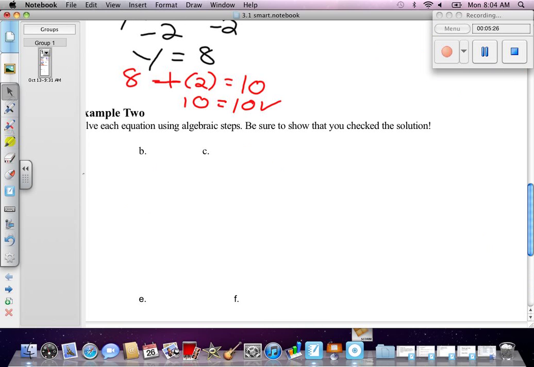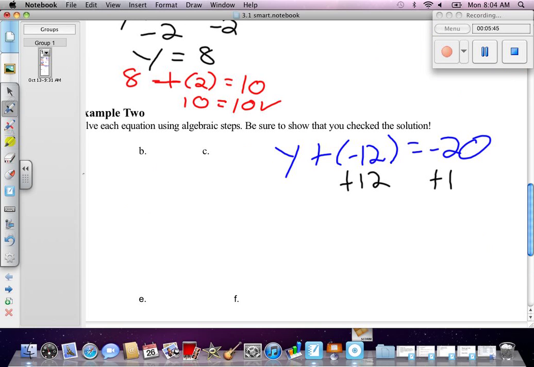Okay. So for C, I've got y plus a negative 12 equals negative 20. What's in front of the 12? A negative. So what's the opposite of that? Positive. So we're going to add 12 to both sides. Those cancel out, and we're left with y equals negative 20 plus 12, which should get a negative 8. And I'm subtracting, right, because the signs are opposite. I've got negative 20. You owe me $20. You pay me back 12. You still owe me 8.